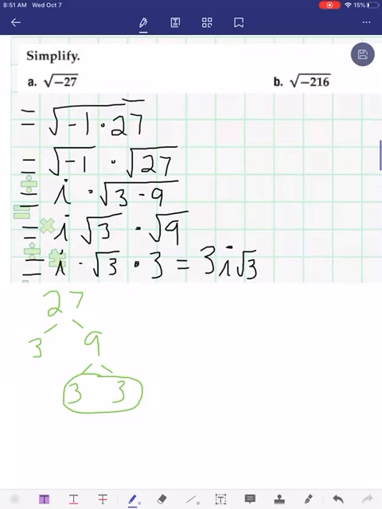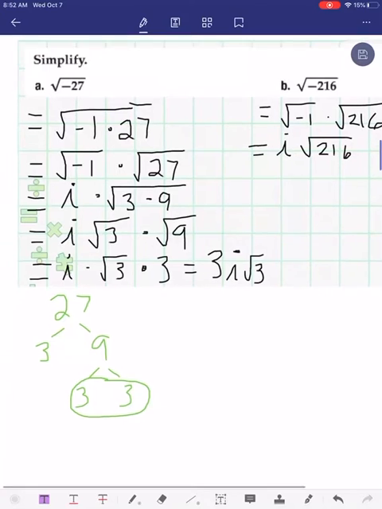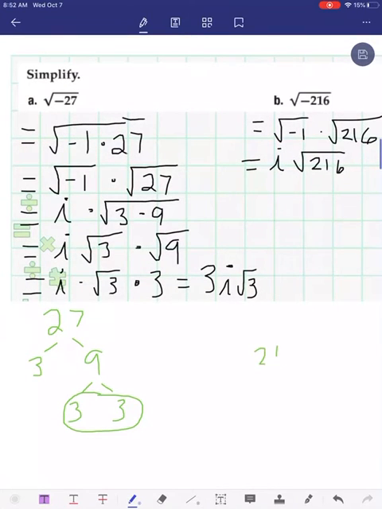Now, on our next one, you want to do a similar process. So remember, our first step is to break apart the negative. And then we're going to get i times the square root of 216. And again, if we don't know what our factors of 216 are right off the top of our heads, we can go ahead and use a factor tree. So notice 1 obviously goes into 216, but again, that's not going to help us. So we could do 2.